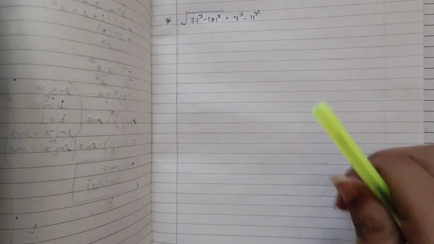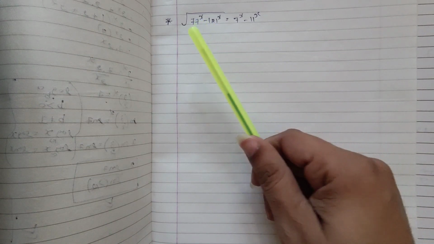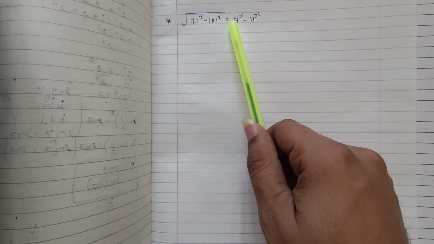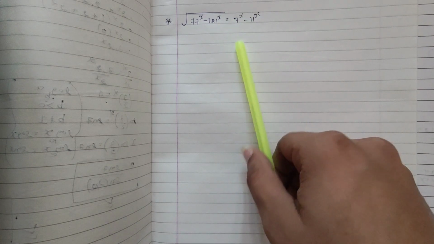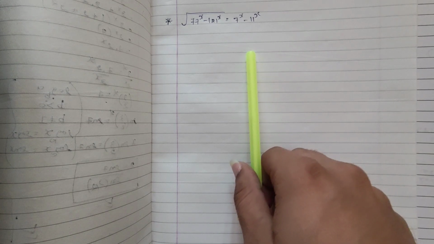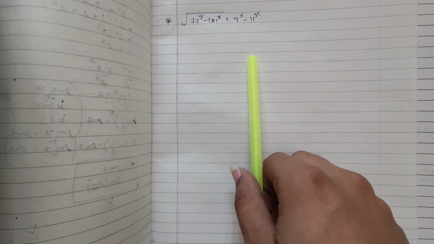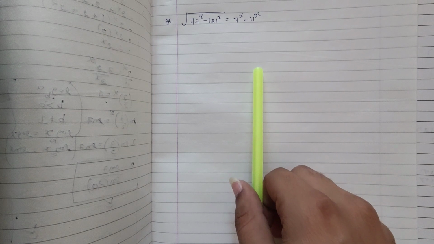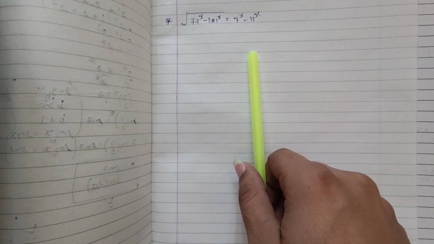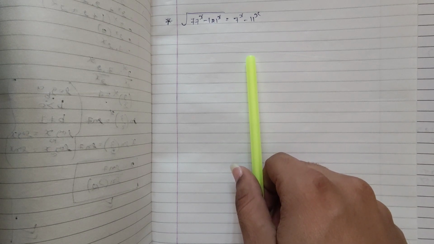So today in this video we are going to discuss this amazing question, right? Square root of 77^x minus 121^x is equal to 7^x minus 11^x. As I said, this is a very interesting question and we will find both real and complex solutions. In order to solve this question, pay attention throughout the video. You will get to learn a lot from this video. So now let's start.